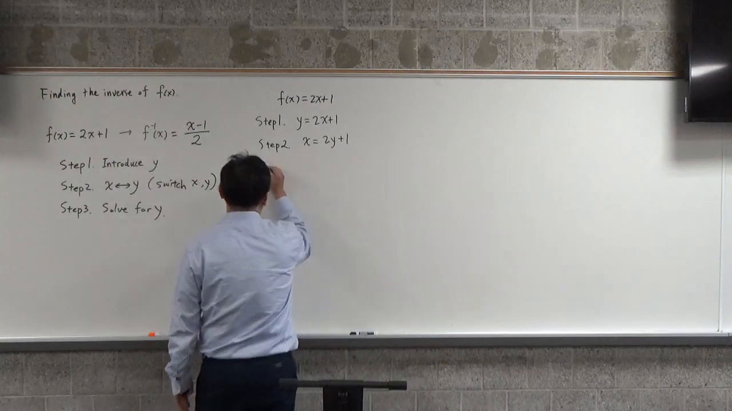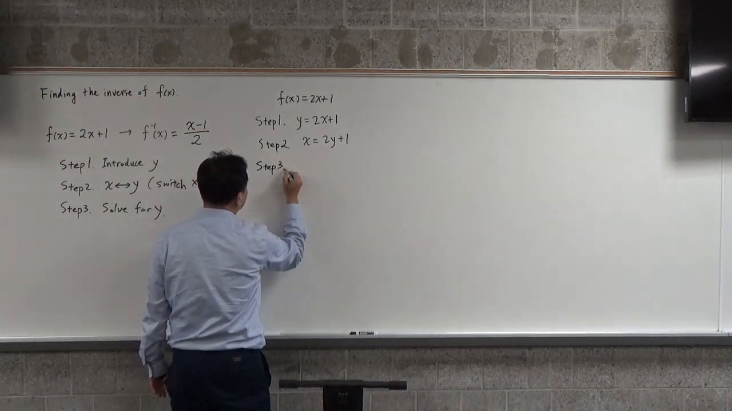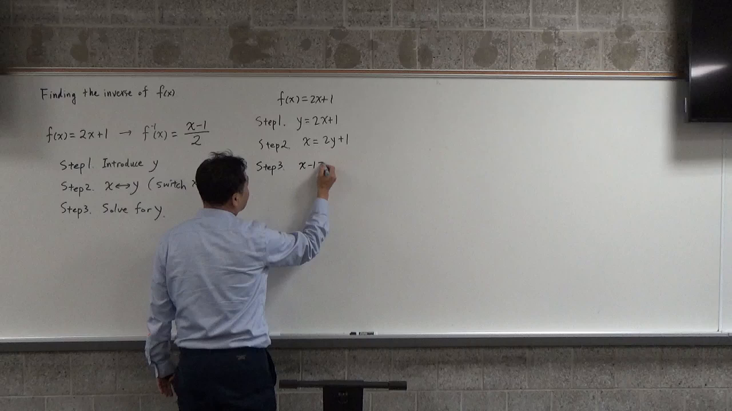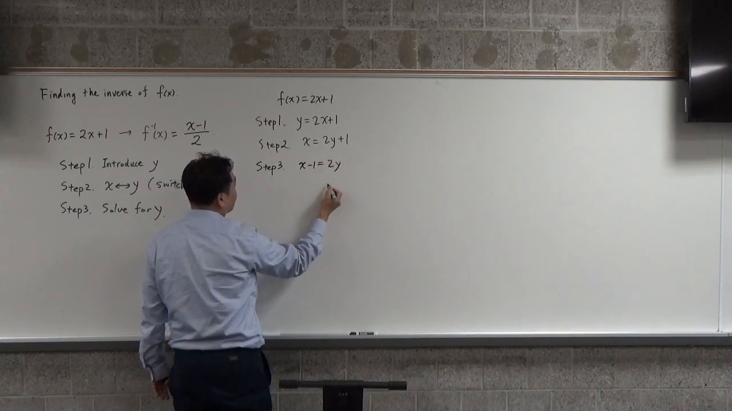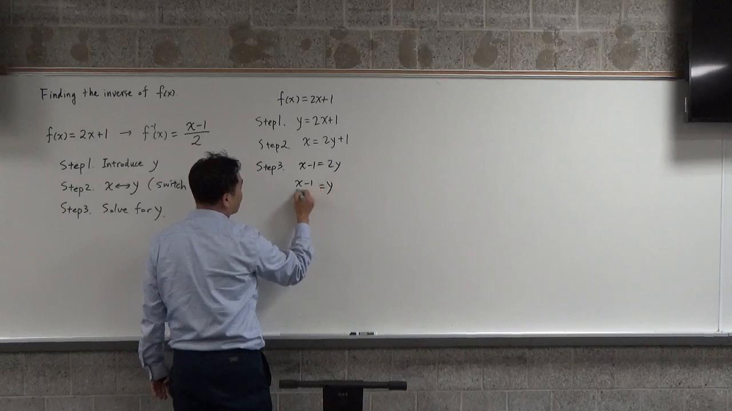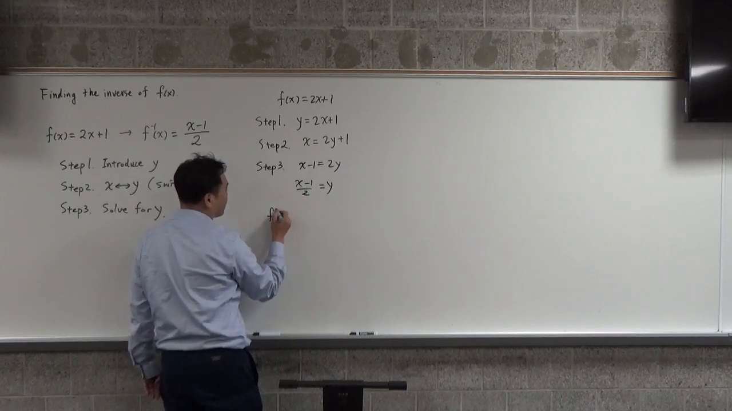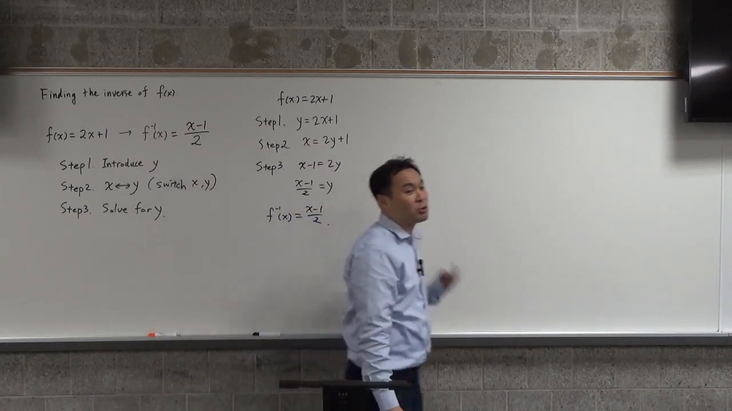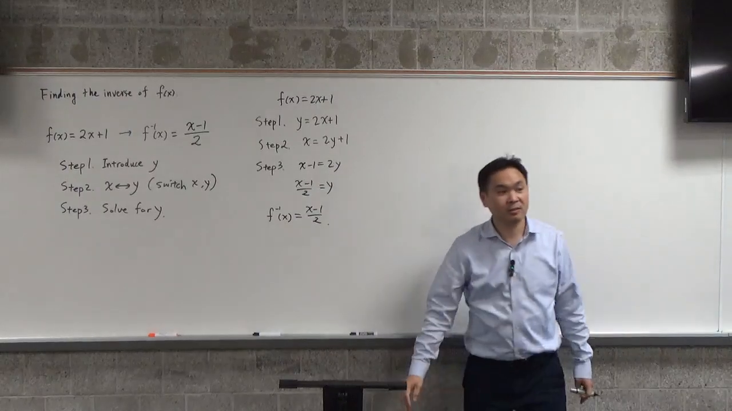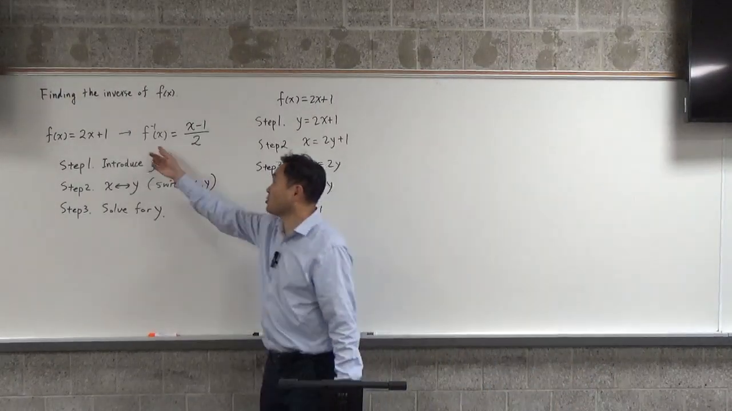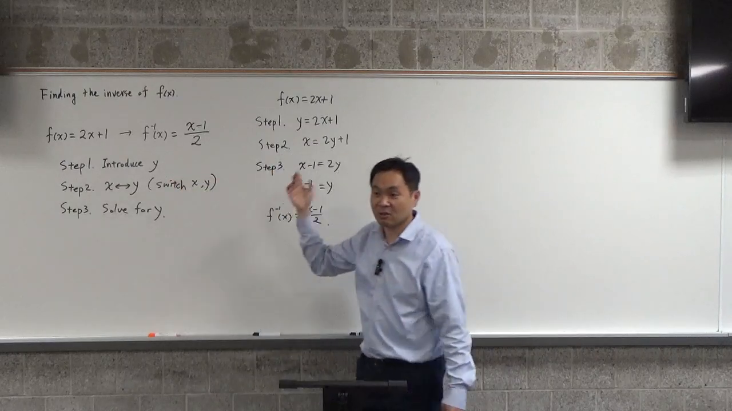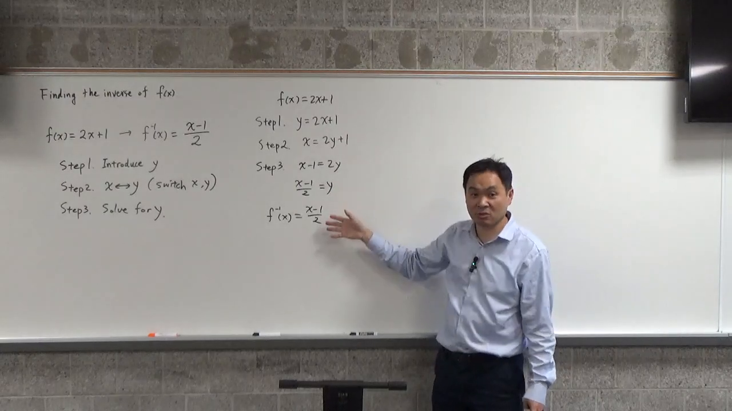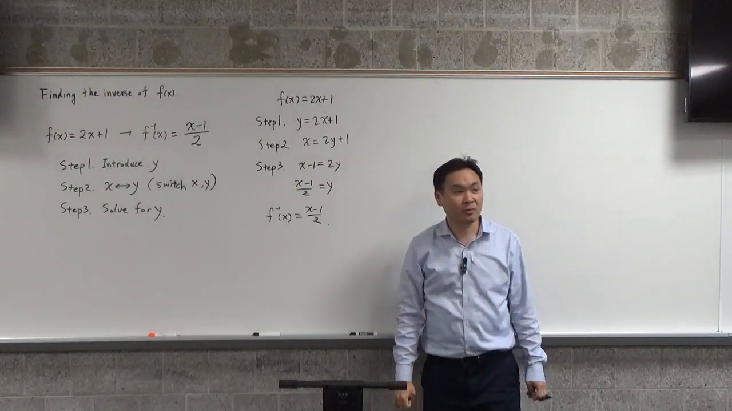All right, so now you have step 3, which is you solve for y. So you subtract 1 from both sides, and then divide by 2. So this is what you get, and therefore f inverse of x is x minus 1 over 2. So this is more systematic. For easy ones, inverse functions are easy to figure out, but in most cases the functions are hard enough that you would need to follow these 3 steps to get to the answer.